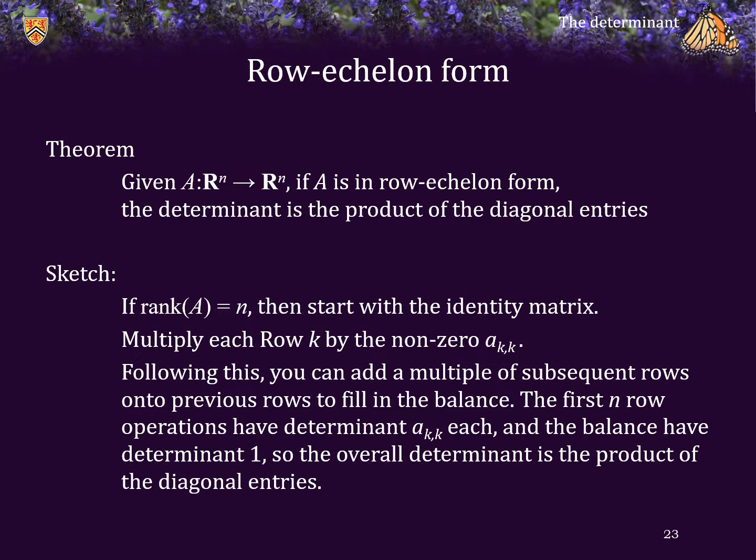Well, consequently, the first n row operations had a determinant equal to the corresponding diagonal entry, and all of the other row operations, that of adding a scalar multiple of one row onto another, each has determinant 1, and therefore the overall determinant is simply the product of the diagonal entries.